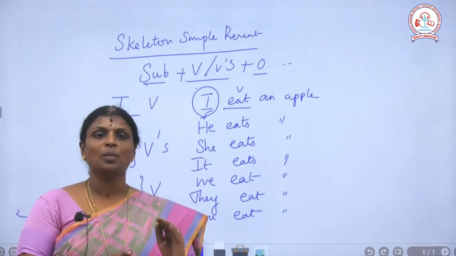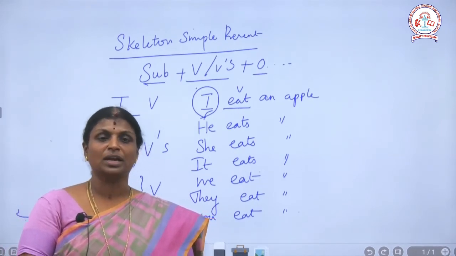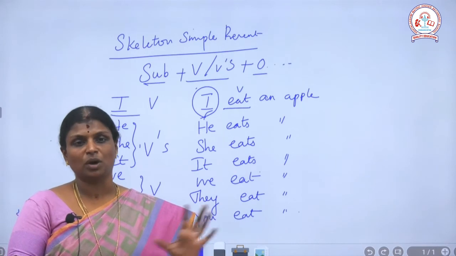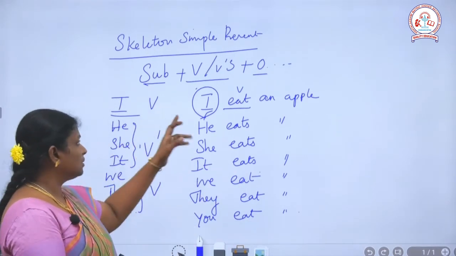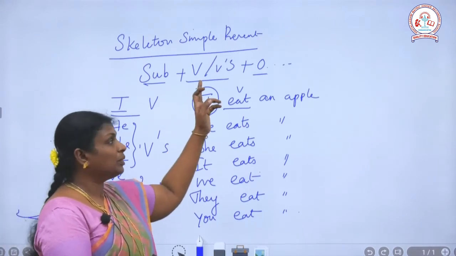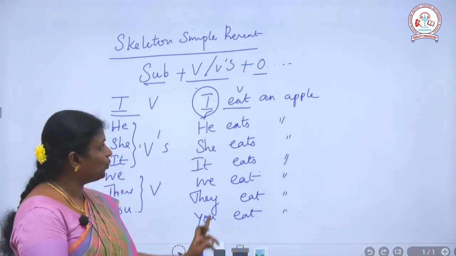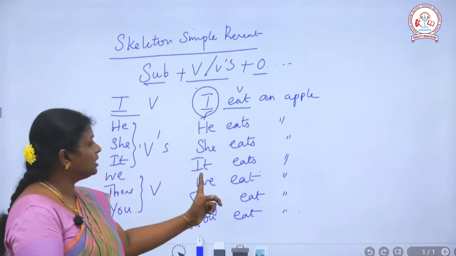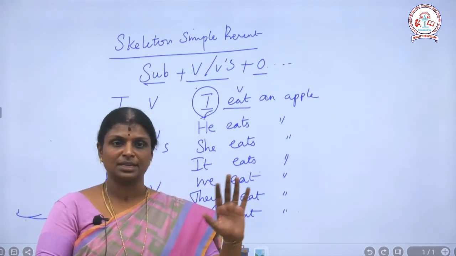When you know about the skeleton of the tense, it is very easy for you to understand where to put what. நம்ம ரொம்ப கன்ஃபியூஷனே ஆக வேண்டாம். Subject I, he, she, it, we, they, you and then verb. I, we, they, you will take verb and he, she, it goes with verb with s. இதுதான் simple present ஓட skeleton.